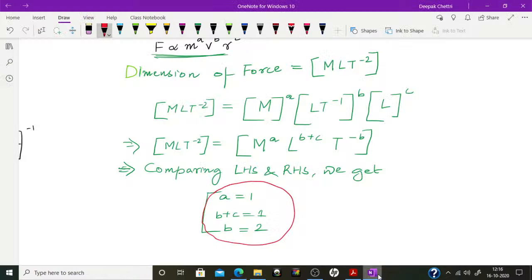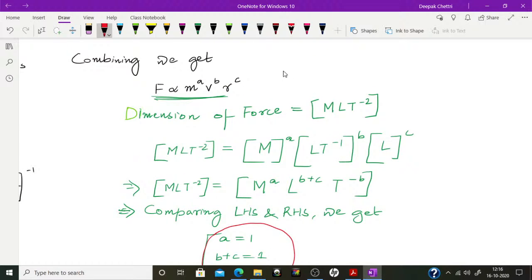Look at this. They are equal, right? They must be equal if this formula is correct. If you want to find out the formula for force is equal to something, then this must be true, according to the principle of homogeneity, which I have explained in the last class. If we want to find a formula for this, then the dimension on the left must be equal to the dimension on the right. Only then is the formula correct.